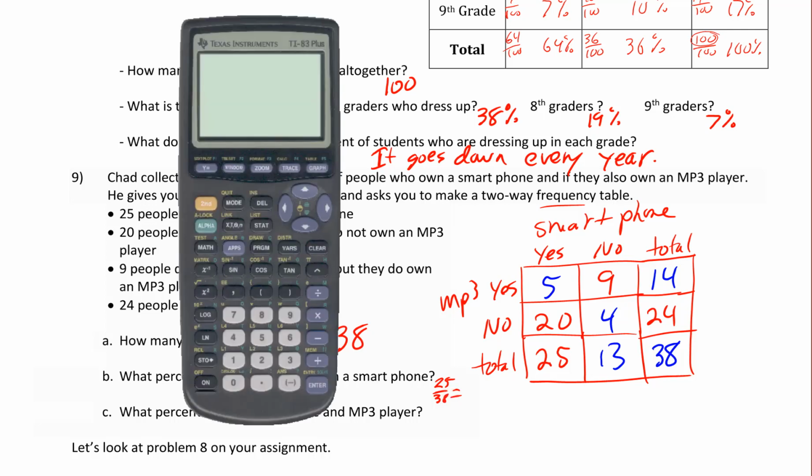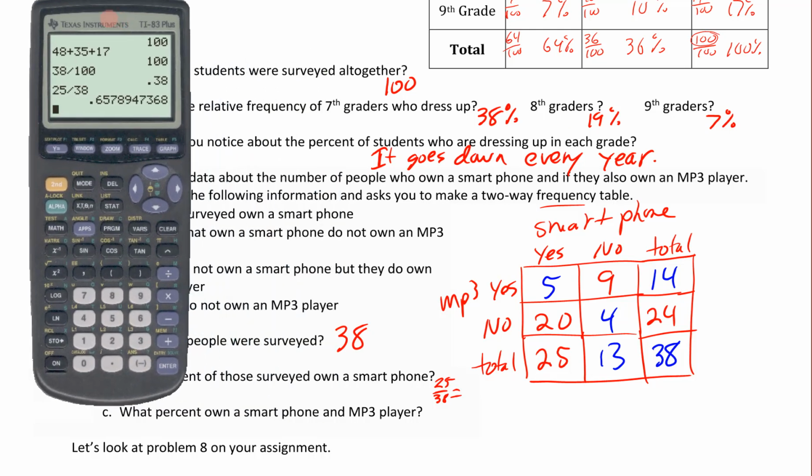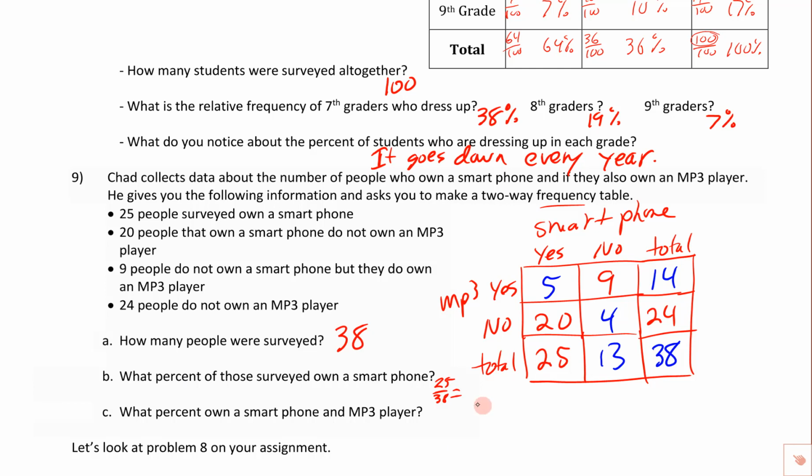So let's figure out what that is on the calculator. We're going to do 25 divided by 38. It says what percent. We're going to round to the nearest tenth. So that's going to be 65.78. That 8 is going to bump that 7 up to an 8. So this is going to be 65.8%. So there's our answer on that one. And again, 25 out of the 38 people surveyed, that's a pretty high number out of 38, so we'd expect a relatively high percentage. And now we'll take a look at the last question.